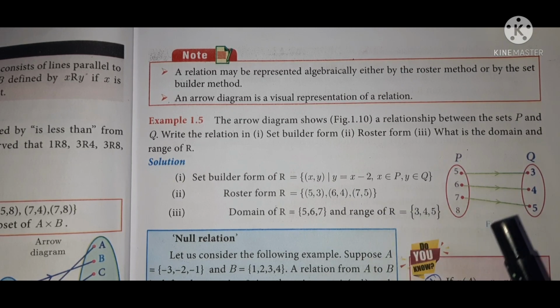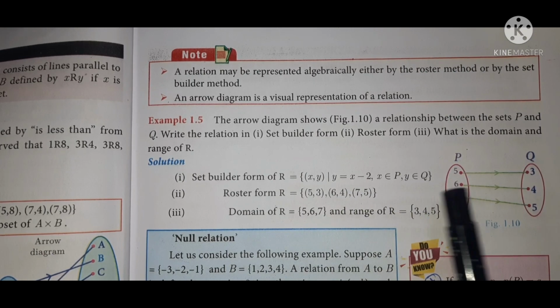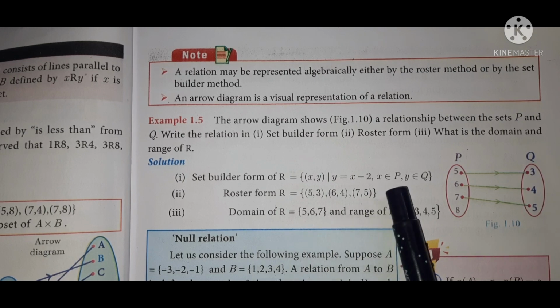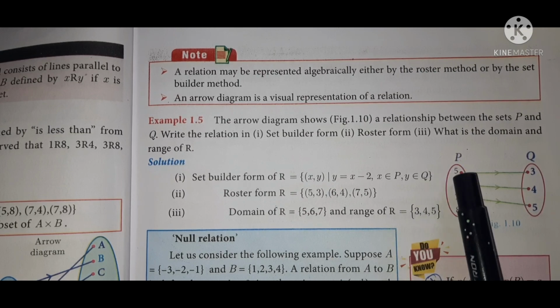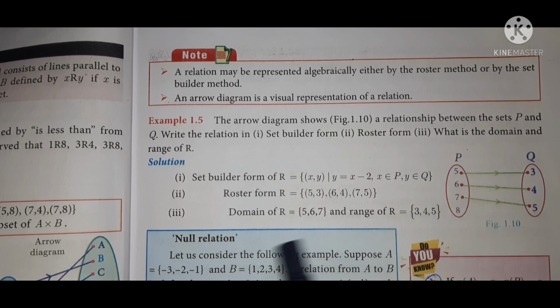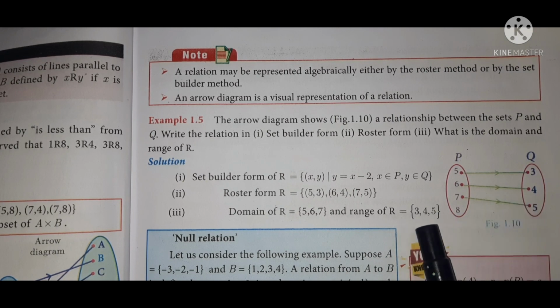x is 5, 5 minus 2 is 3. 6 minus 2, we get 4. 7 minus 2, we get 5. x belongs to P and y belongs to Q. Roster form of R is {(5, 3), (6, 4), (7, 5)}. From P, 5, 6, 7 are the domain. Range: in Q, all the elements are related with P. So, 3, 4, 5 are the range.